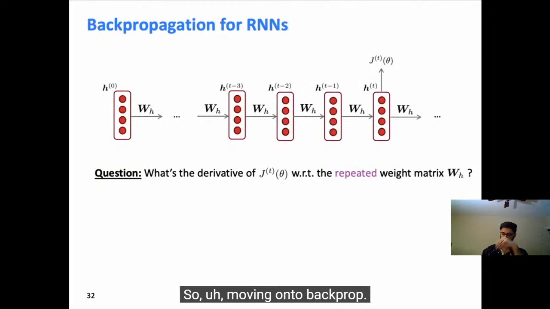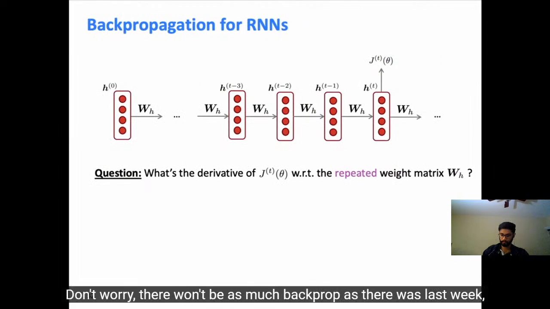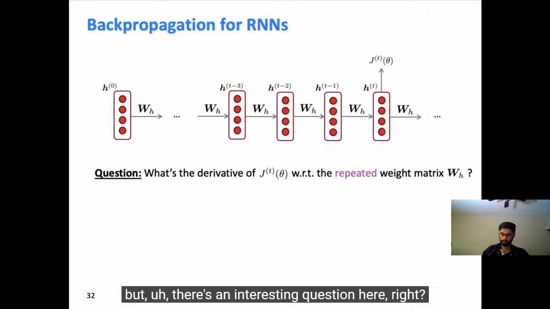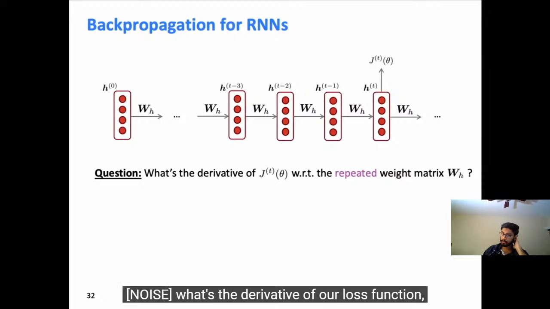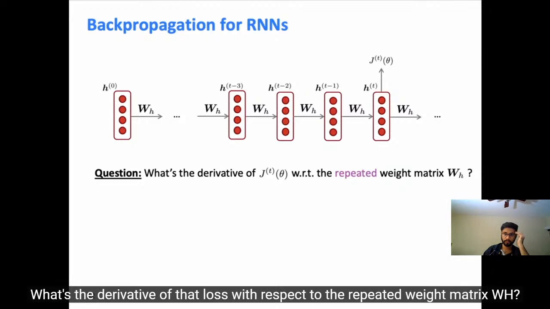Okay. So moving on to backprop, don't worry, there won't be as much backprop as there was last week, but there is an interesting question here. The characteristic thing about RNNs is that they apply the same weight matrix repeatedly. So the question is, what's the derivative of our loss function on step t with respect to the repeated weight matrix, WH?